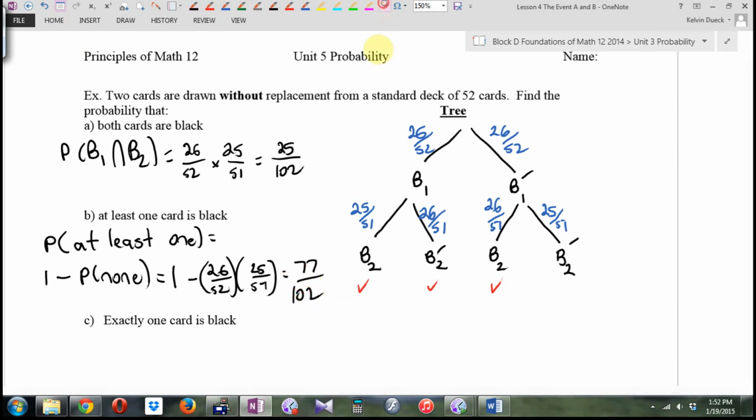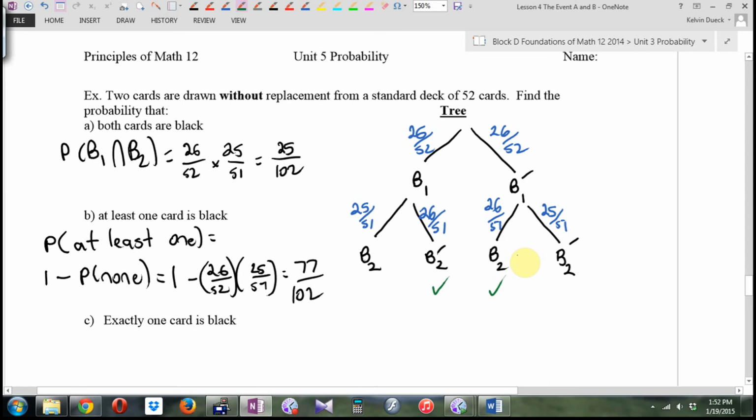Okay, I'm going to erase my check marks. You guys can just scribble them out. C, exactly 1 card is black. Which branch or branches is that? First, second, third, or fourth? Ah, exactly 1 card is black is those 2.